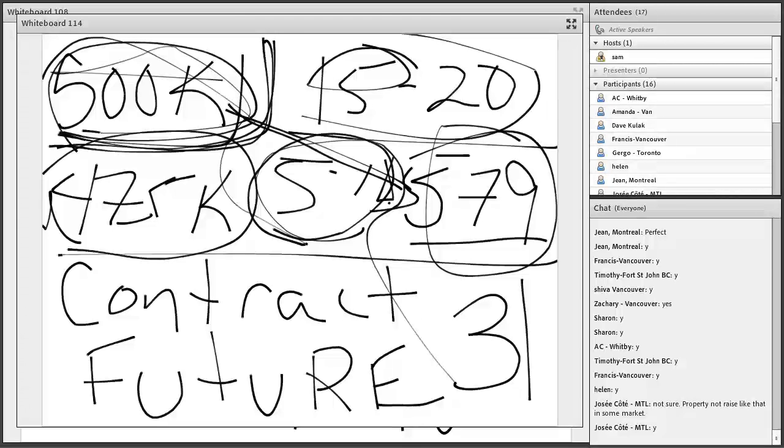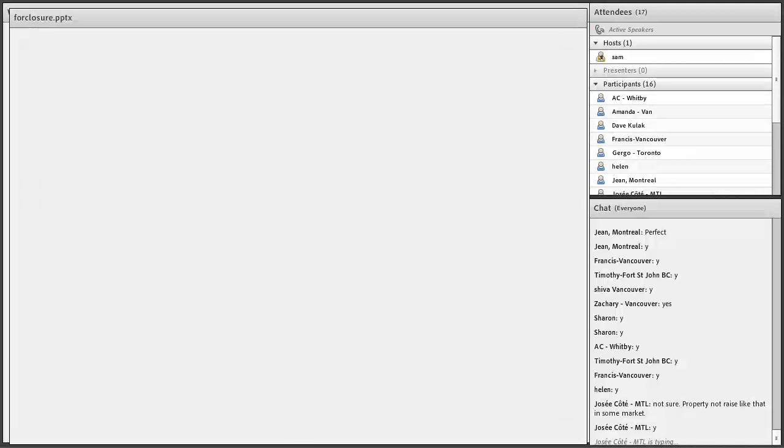Not sure. Property not raised like that in some markets. What do you mean at 5%? 5% a year? Is that what you mean? Okay. So this is a great point. I'm glad you brought it up.